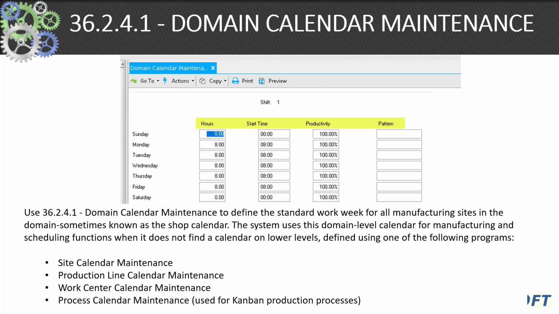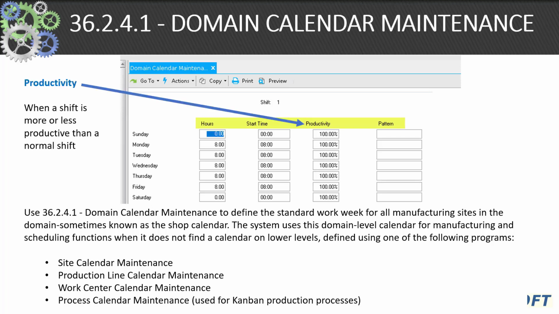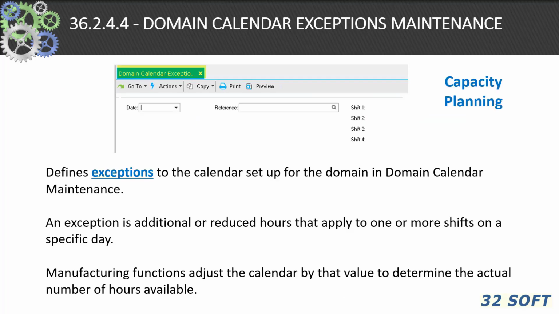The 36.2.4.1 domain calendar create allows you to create a domain calendar, sometimes referred to as a shop calendar. If you don't use site calendar, production line calendar, work center calendar, or process calendar, this domain calendar is used for the capacity requirements. You can set productivity levels. We talked about productivities in the spring of 2019 as the calculation of utilization times efficiency. For the statement of the rated capacity, you can also set patterns of capacity for various operations.